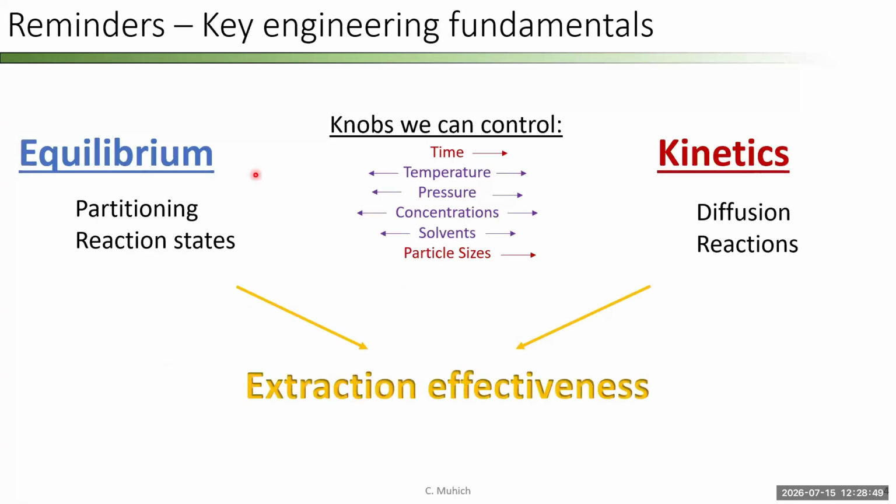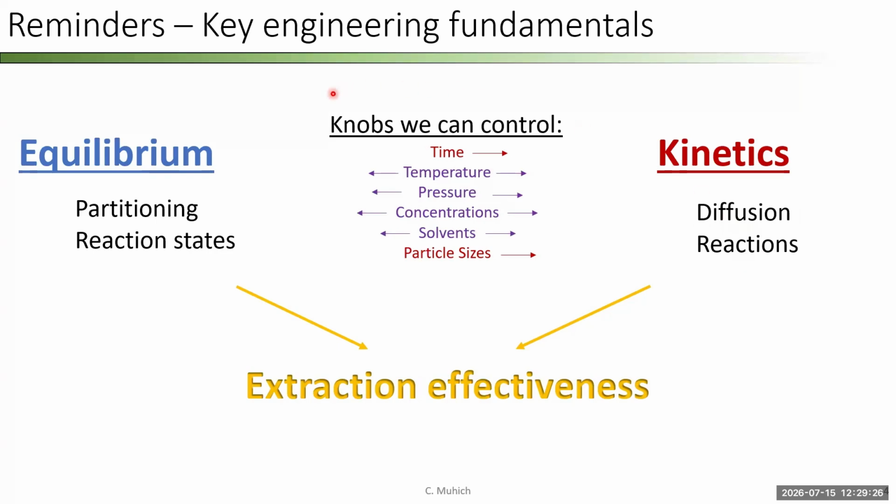The first thing to remember are some key engineering fundamentals that are going to control our behavior. We have two pieces, so one being equilibrium, right? And this is going to control things like partitioning of molecules between phases, as well as progression of reaction extents. And kinetics, and these are going to control rates, so how fast things happen. And these really we can think about in terms of diffusion and reactions.